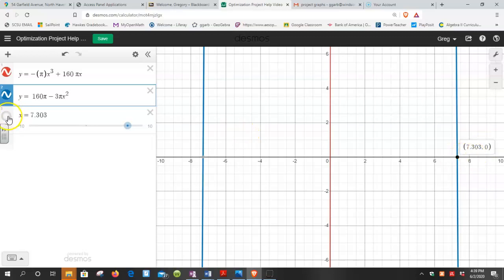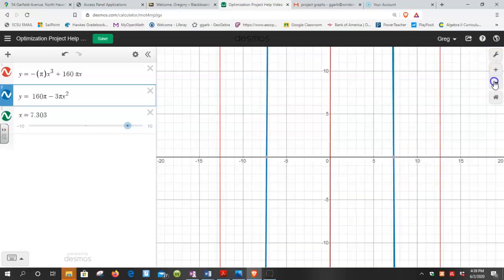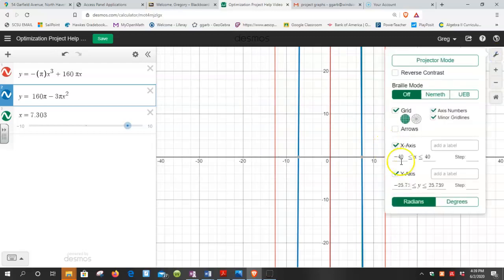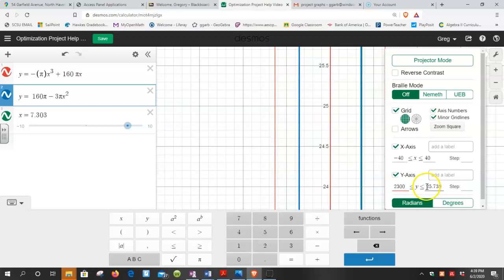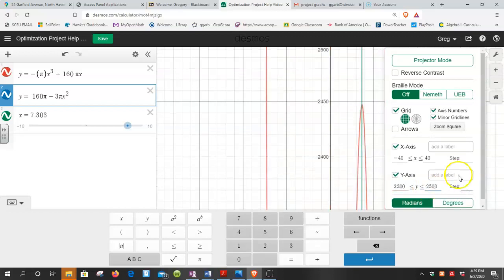So if I make a vertical line there at 7.3 and I follow that back up, so how do you follow that back up? Well, you can zoom out a lot, or you can just hit the wrench and say, hey, my max volume is supposed to be somewhere between like 2,300 and like 2,400 or something. So you could say 2,300. So you're kind of knowing where to zoom in. This is not really cheating. This is just knowing where to zoom in.